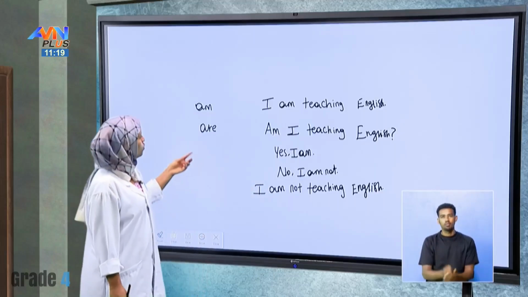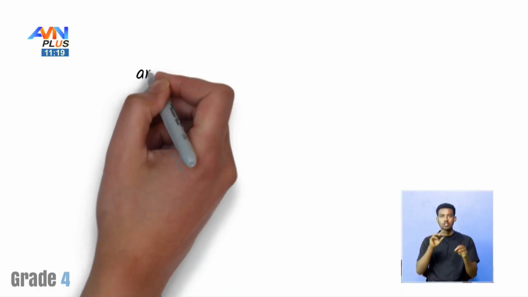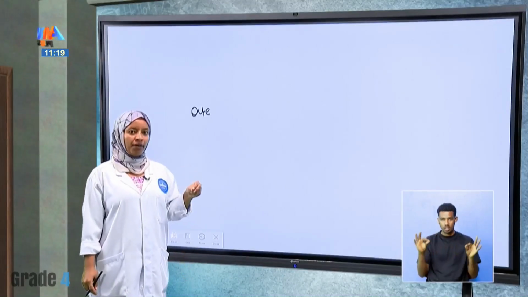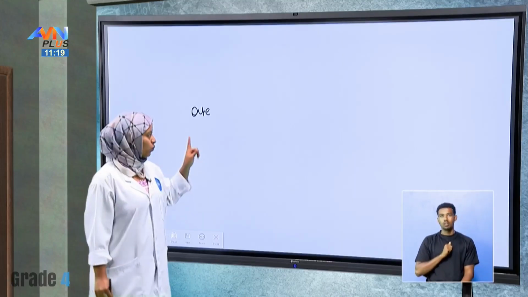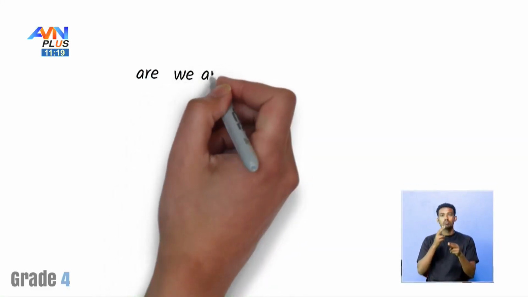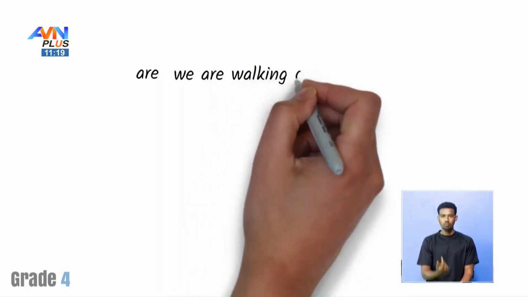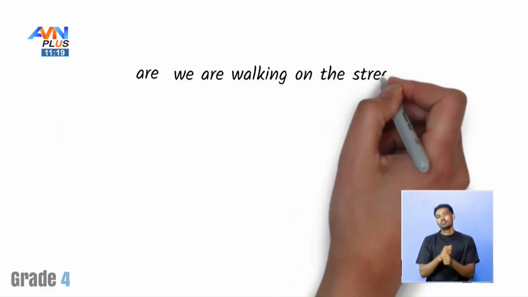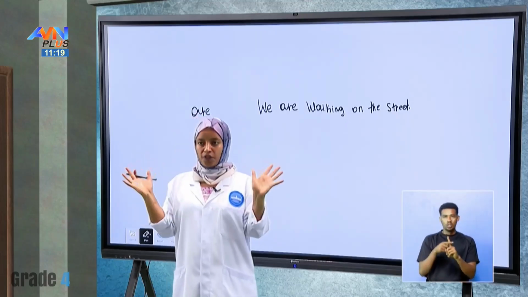And also we can use are with sentences: positive, negative, and interrogative. So here is are. Let us mention the subject, but it must be plural, by using are. So we are walking on the street. So here is a positive or affirmative sentence.